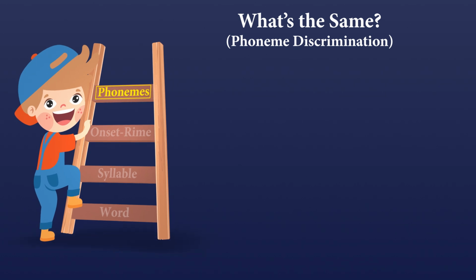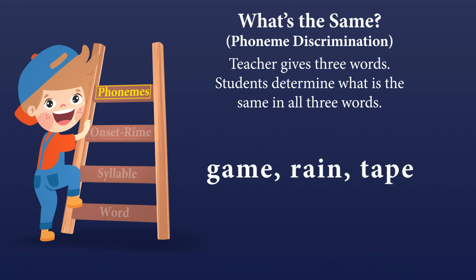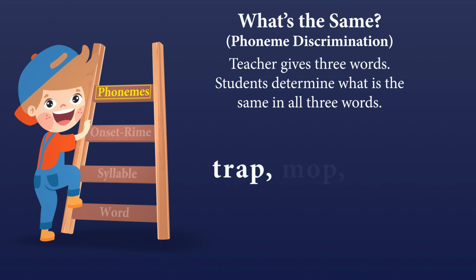In the game, What's the Same? The teacher will give 3 words, and the students determine what is the same in all 3 of those words. The teacher may say something like, I'll tell you 3 words. Listen closely and see if you can tell me what sound is the same in all 3 of my words. Game, rain, tape. The students will say A. Trap, mop, drip. The students would say P.